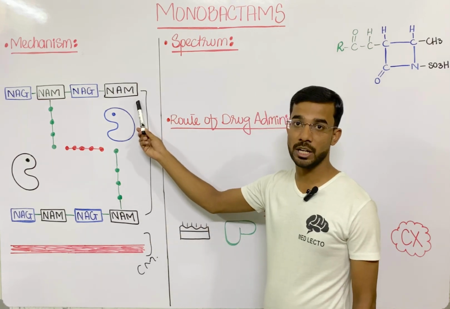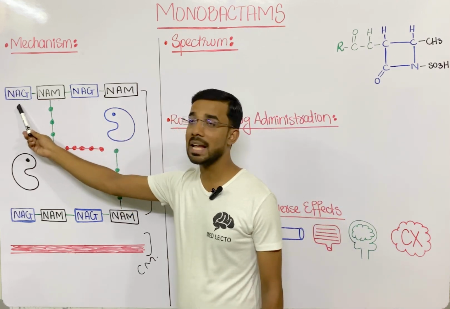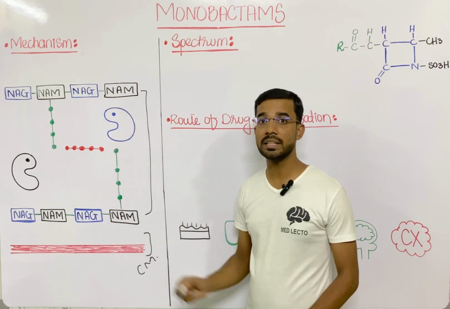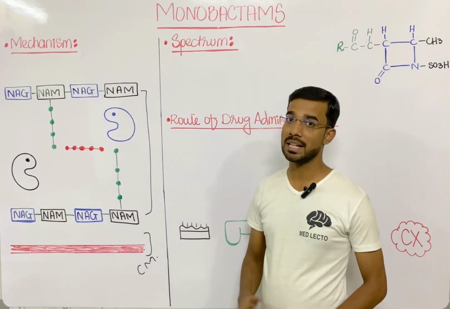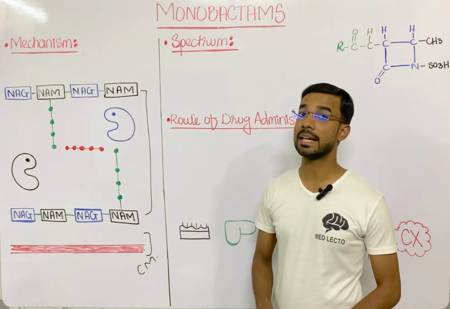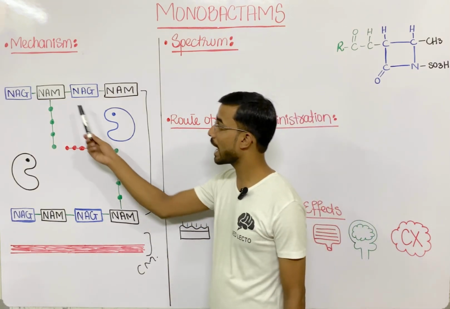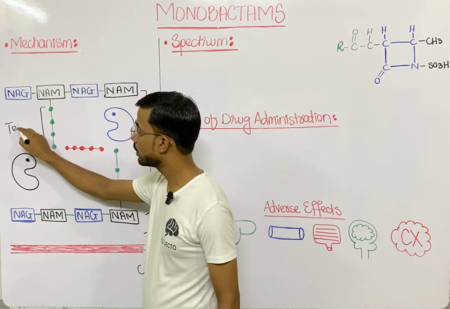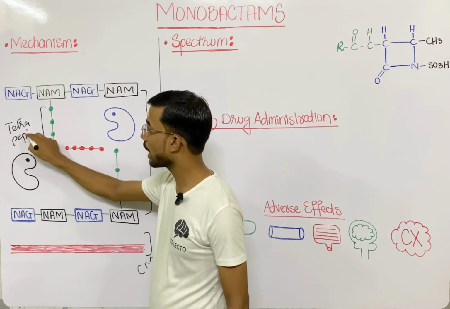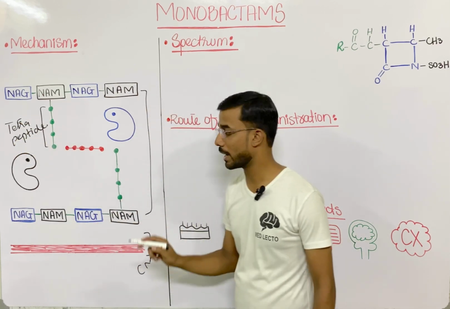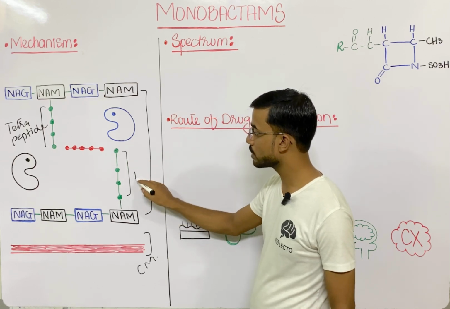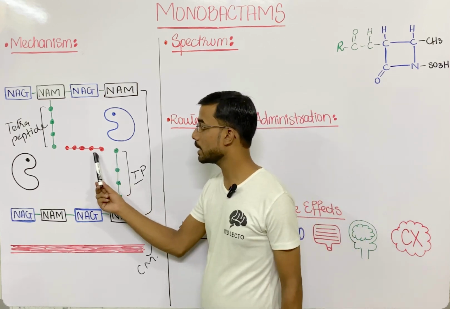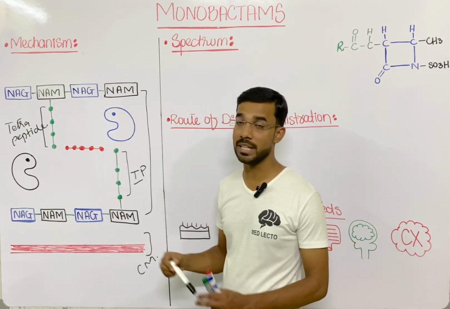And in the glycan chain, you will see the NAG-NAM, N-acetyl glucosamine and acetylmuramic acid. Alternatively, these N-acetyl glucosamine and acetylmuramic acid present in the glycan chain. And after that, at the NAM side, you will see the presence of the tetrapeptide. These are basically the amino acid. Similarly, at that side, you will also see the tetrapeptide. In between them, you will see the different amino acid, interbridge peptide.